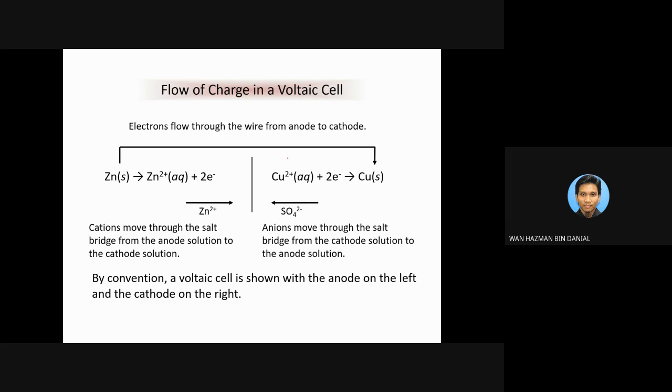Okay, so yang ni flow of charge dia. So zinc gives the electrons to the copper, and then kita ada kat tengah ni lah salt bridge. Cations move through the salt bridge from the anode solution to the cathode solution, and the other way around for anions. So by convention, a voltaic cell is shown with the anode on the left and the cathode on the right. Okay, so by convention we write them in this way. So belah kiri tu maksud dia adalah anode dan belah kanan tu adalah cathode. It represents oxidize and reduce.